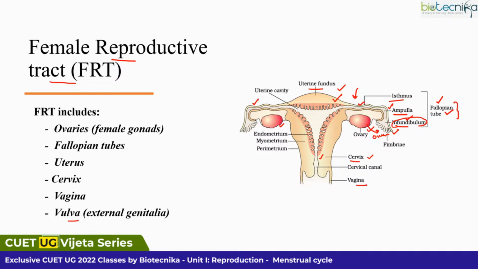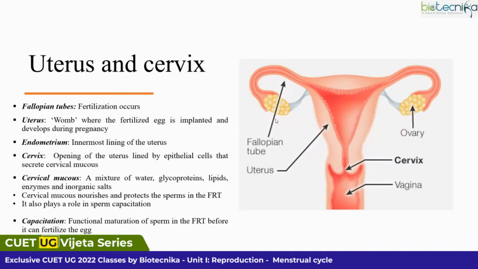Then next is the uterus. Now the uterus is divided into different walls, you can say. The outermost wall is known as perimetrium, the middle one, the muscular part, is known as myometrium, and the innermost part of the uterus is known as endometrium, right? Next is the cervix, then the cervical canal and vagina. I'll be talking about their functions a little bit more.